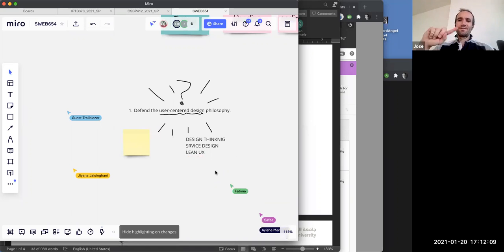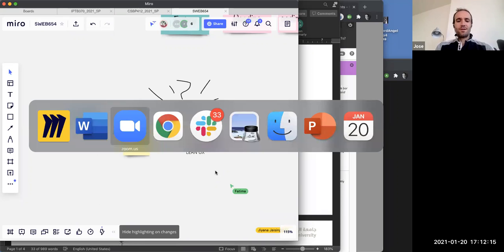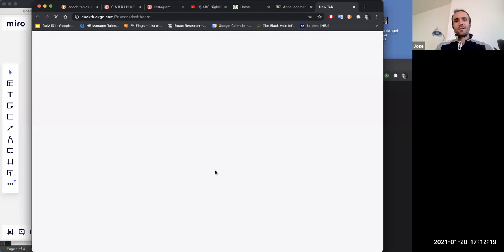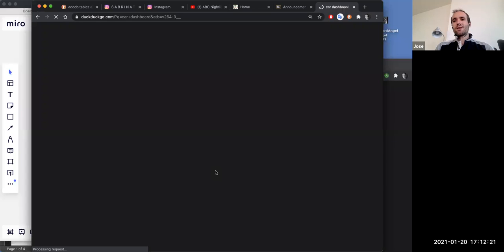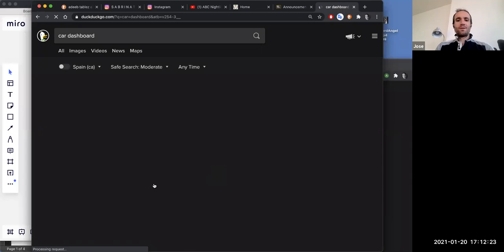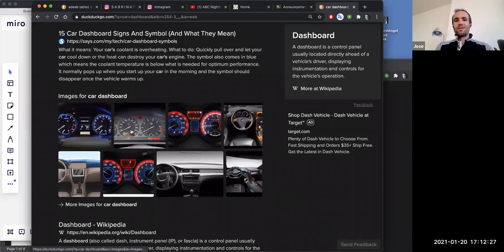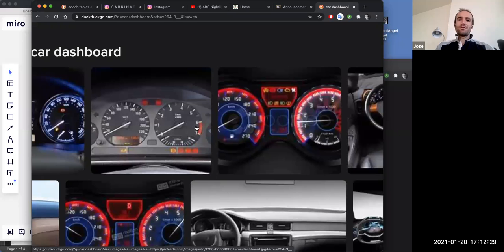A very good example is the dashboards of the cars, where you can see the speed. Yes, that's called the speed meter. You see my screen, right? So a car dashboard like this one, for example. So there's many ways to do a car dashboard. This is one of them, and this is the most common.